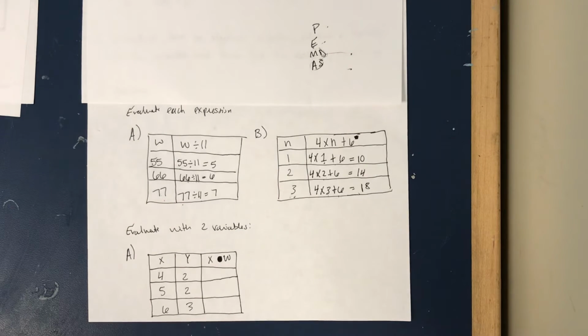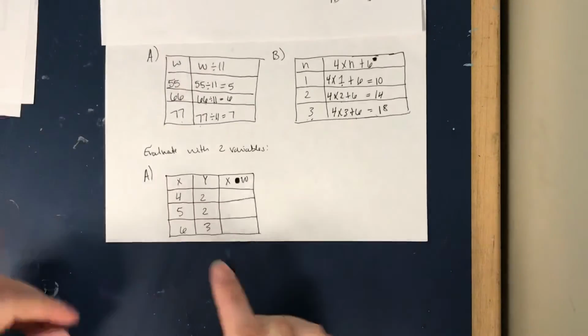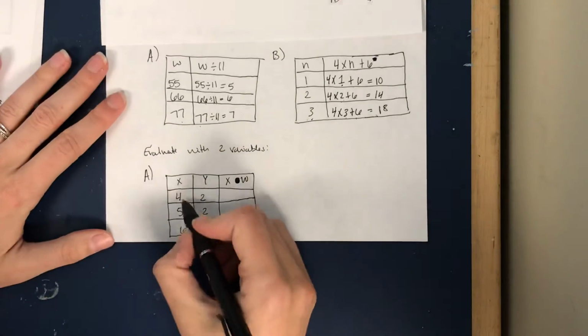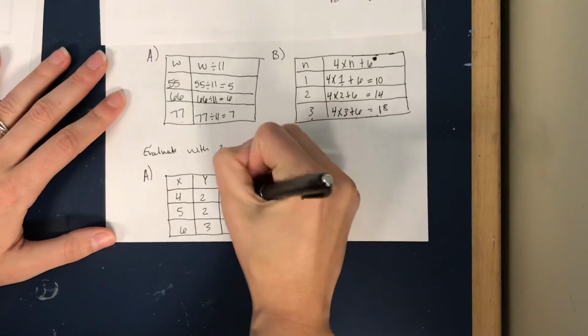All right, so then we're evaluating with two variables. Move that up a little bit more. So I have two variables here. It does not make any difference of what we just did. All I'm going to do is plug in my numbers. I'm just going to be plugging in two numbers now. That's it. So my x equals 4 times my y that equals 2.